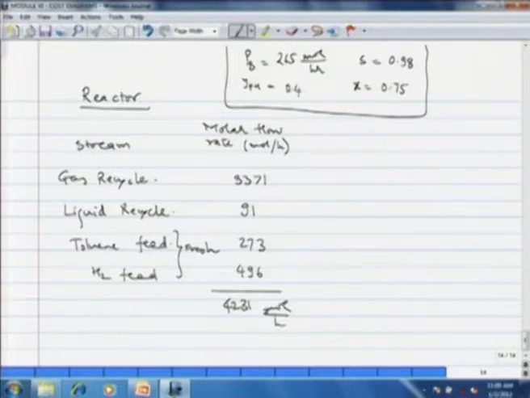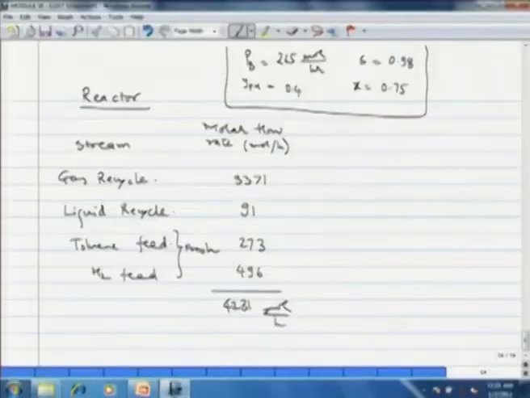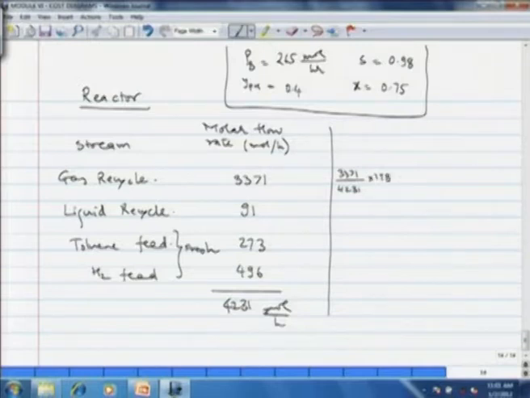Now, the total cost of reactor, as we have seen in the lump cost diagram, is $198,000. We shall allocate that cost to the three cost elements in the proportion of their molar flow rates. So, what you see now are the numbers adjusted to the nearest integer: 3371 divided by 4231 into 198. This is the allocated cost in $1,000 per year.